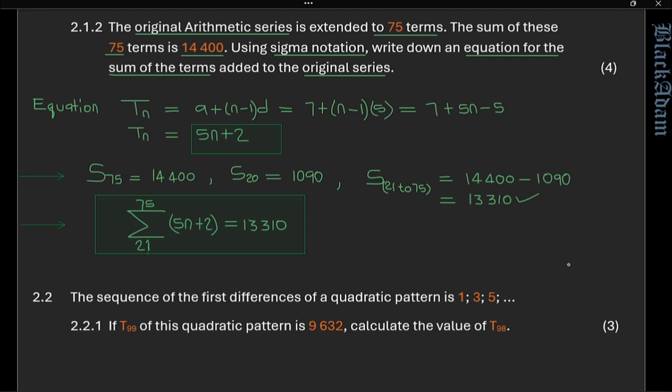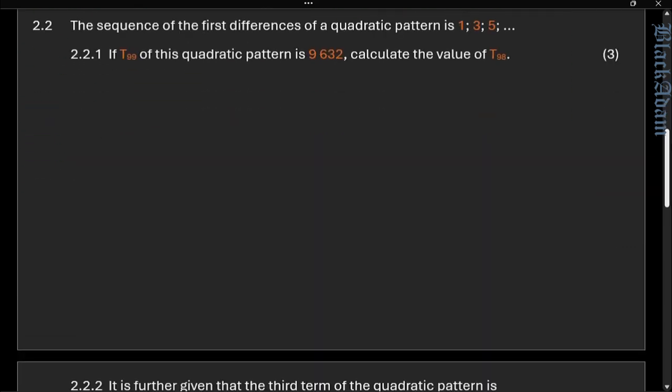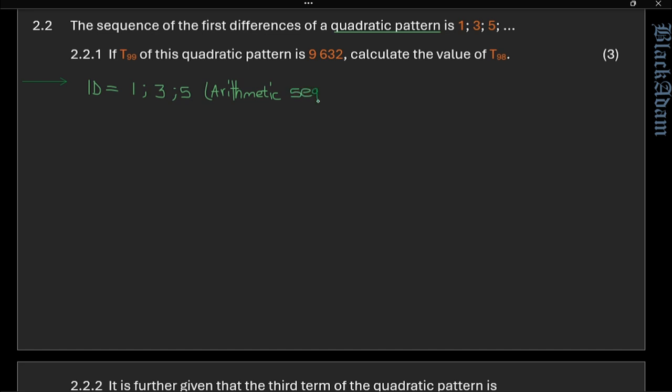And then 2.2. In 2.2, we're given the sequence, a quadratic pattern. That's the first difference. We have the first differences there, which are 1, 3, and 5. That's an arithmetic sequence. So the first difference gives us an arithmetic sequence. The second difference gives us a constant number.